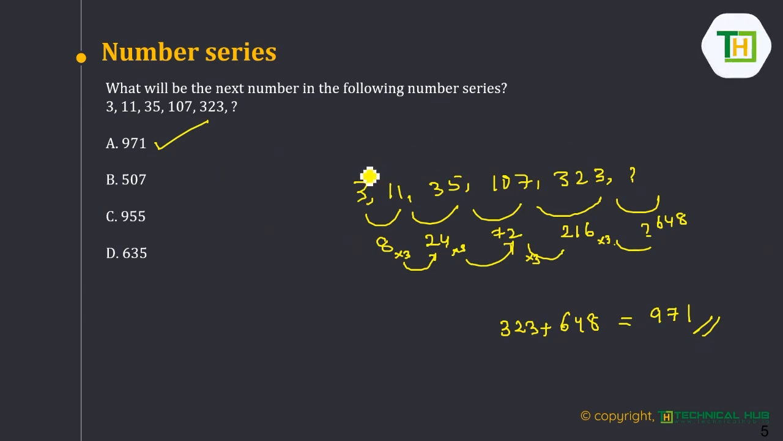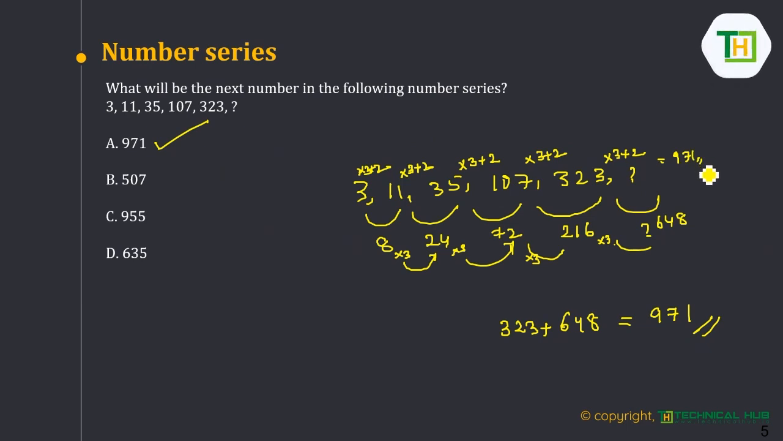Multiply by 3 and add 2. 3 threes are 9, 9 plus 2 is 11. 11 threes are 33, 33 plus 2 is 35. 35 threes are 105, 105 plus 2 is 107. So 107 times 3 plus 2: 7 threes are 21, 300, so 321 plus 2 is 323. So 323 times 3 plus 2. So finally the answer is 971.